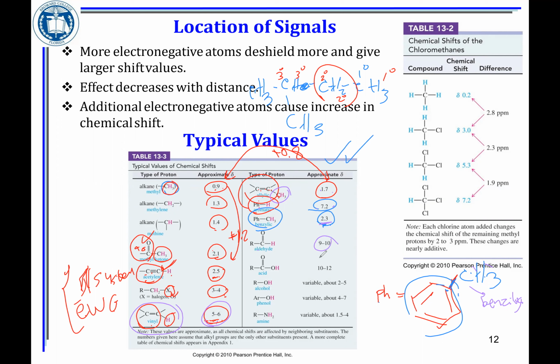Aldehyde, 9 and 10, very easy to remember. Aromatic, between 7 and 8, very easy to remember. Aldehyde, 9 to 10, and then carboxylic acid is going to be between 10 to 12. So these are very easy to remember, the purple color. OH and NH, there's no fixed place for that, anywhere between 2 to 5. It can be NH or OH, but the characteristic is that it's going to be a short and broad peak. This is for both OH and NH.